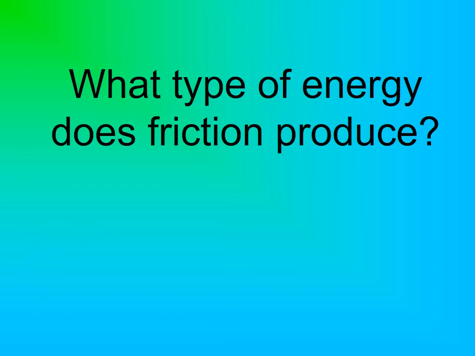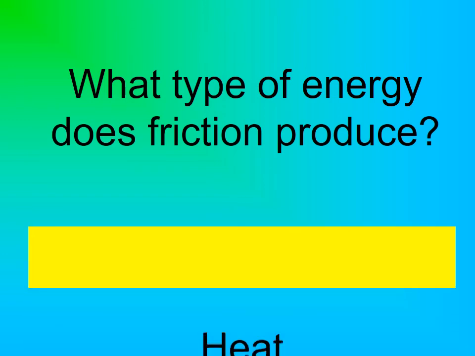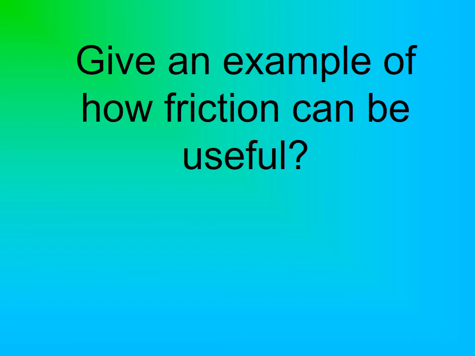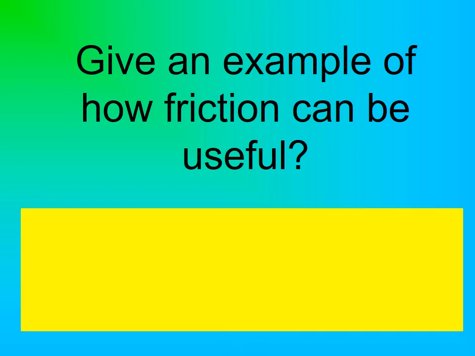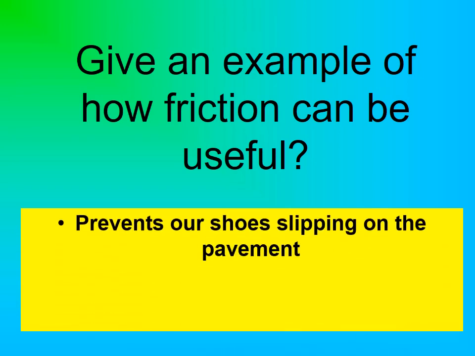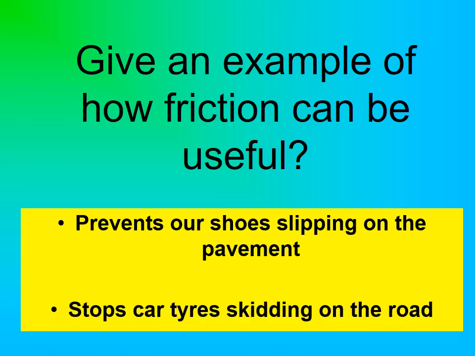What type of energy does friction produce? Think about when you're rubbing your hands together. What do you start to feel? Heat energy. Give an example of how friction can be useful. It prevents our shoes slipping on the pavement. And it stops car tyres skidding on the road.